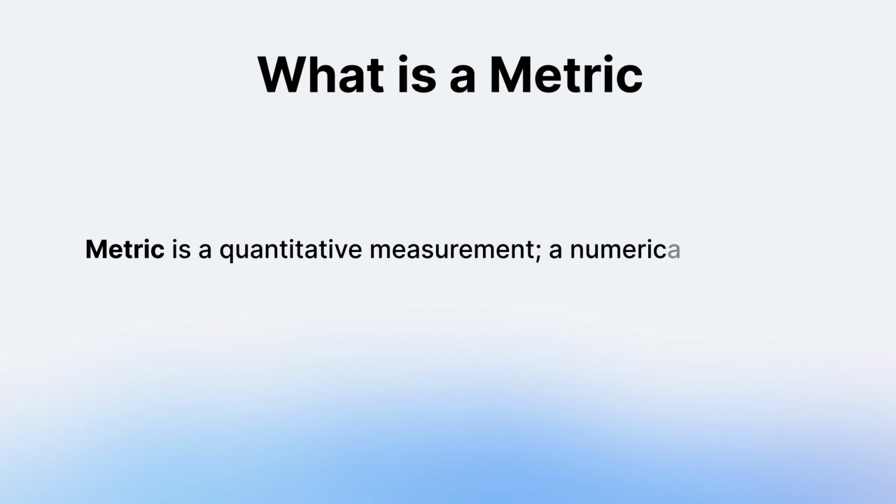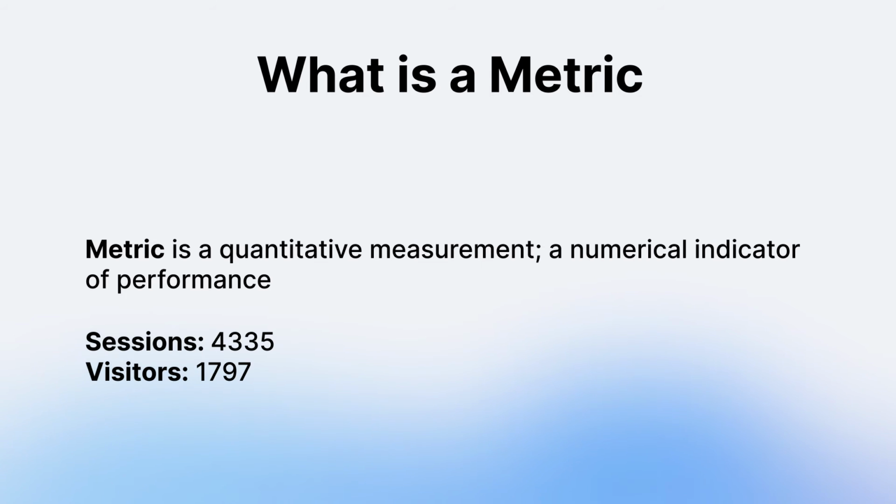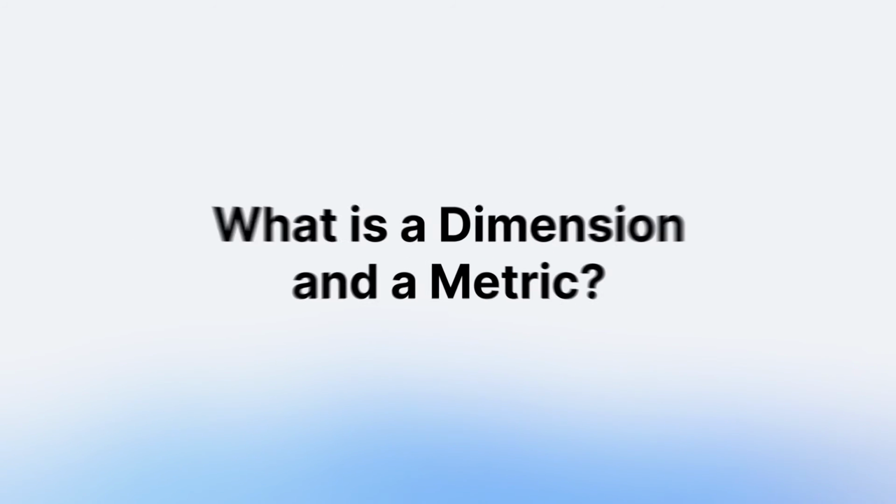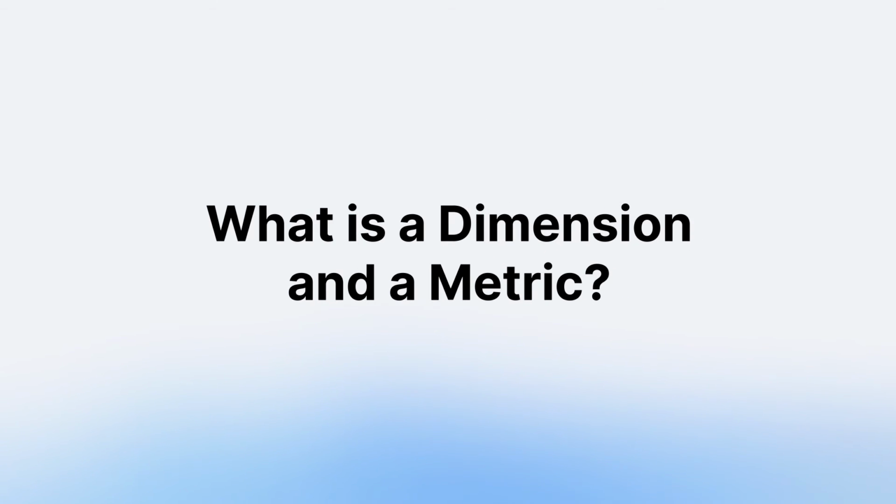What is a metric then? A metric is a quantitative measurement, a numerical indicator of performance. For example, metrics called sessions or visitors, which indicate the amount of traffic that your website attracted in any given date range. Now, what are those two sides of the same coin?